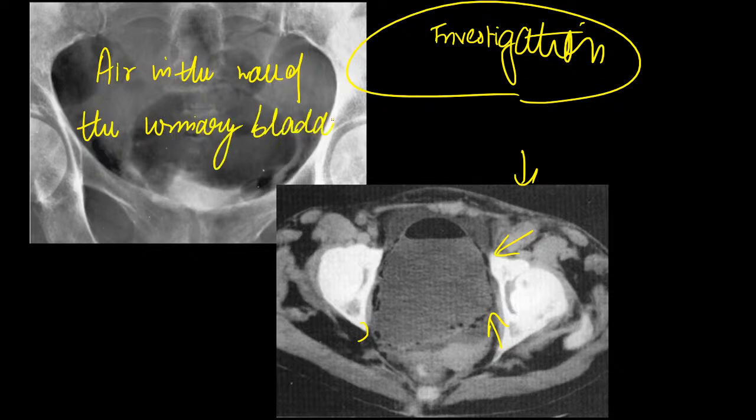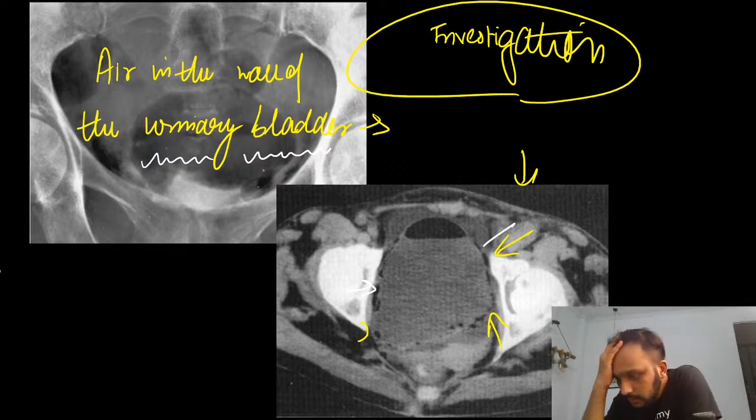So guys, air in the wall of the urinary bladder is a case of, come on guys, any diagnosis? You can see foci of air within the wall of the urinary bladder. Come on, guys. What is your diagnosis in this case? Air in the wall of the urinary bladder. Come on, think.